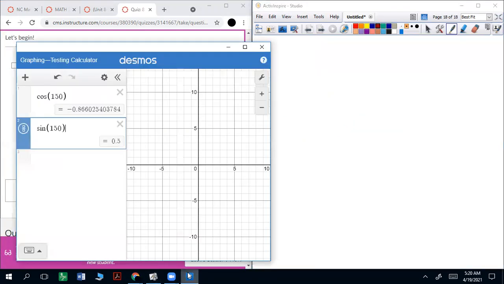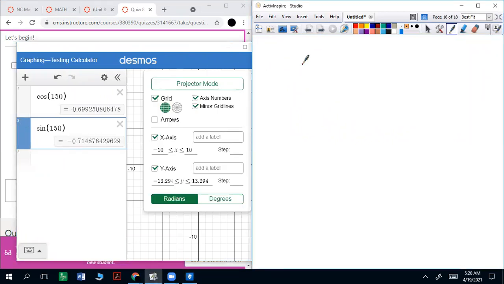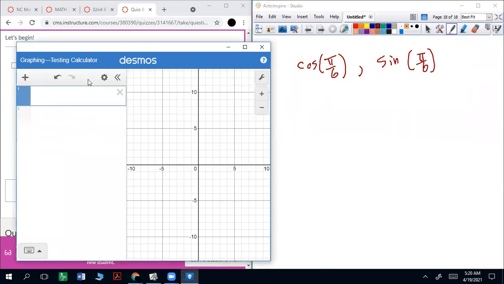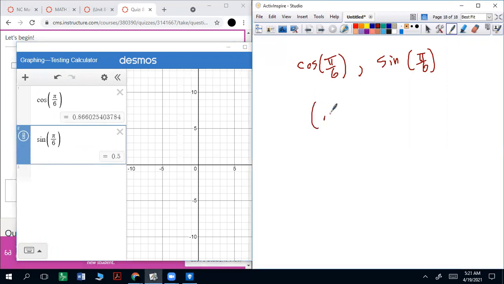Okay, pi over 6, back to radians. Cosine of pi over 6, comma, sine of pi over 6. And there's your square root of 3/2. And there's your 1/2. So it's going to be 0.866, 0.5, square root of 3/2, 1/2.